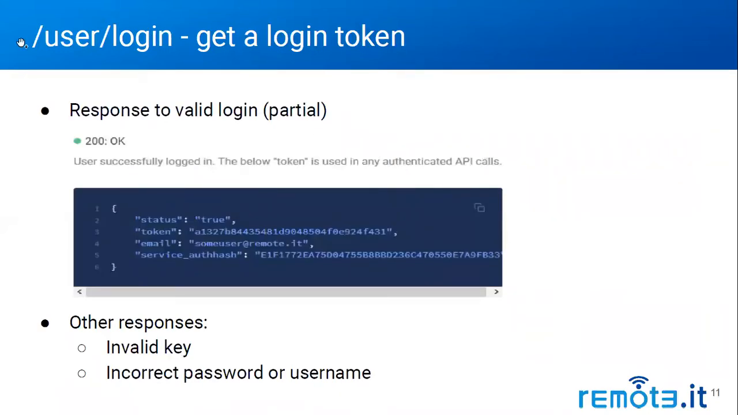So moving right along, the user login will, when it gets valid input, respond. And the actual response of the user login API endpoint includes much more information than this, but what I've shown here are some of the important bits, and especially the token which will be returned that you'll need to use. And other possibilities could include invalid key if you made a mistake in the developer key, or incorrect password or username. Those would also come back in the response JSON.